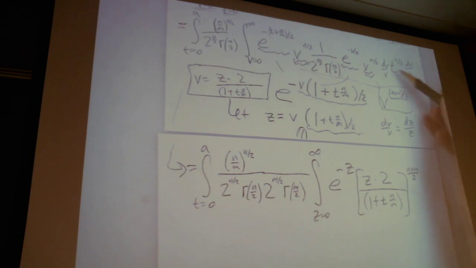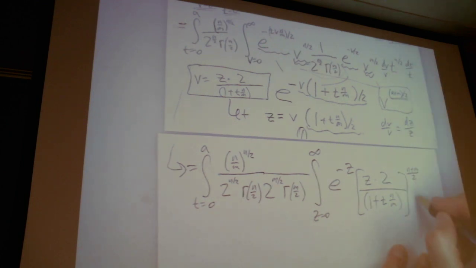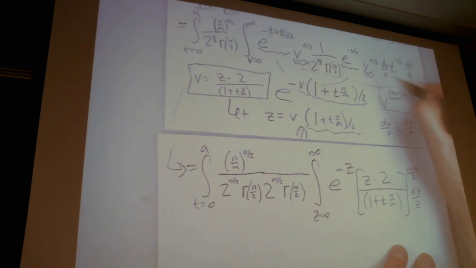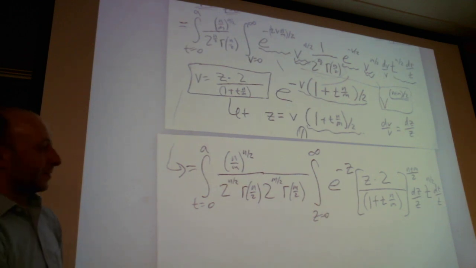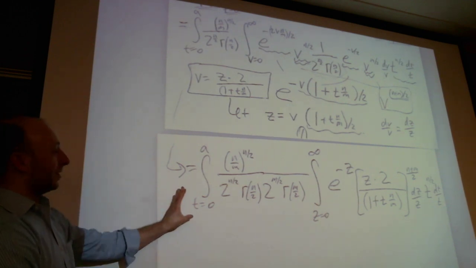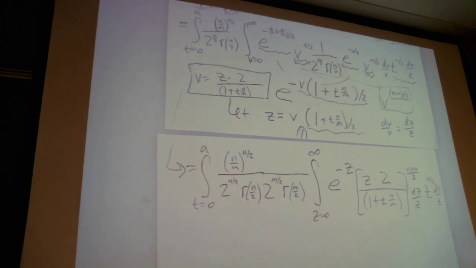Okay. dv over v is dz over z. That's my inside integral. Then I still have, don't forget this power of t, t to the n over 2, dt over t. Let me give you a second to catch up to here. Any questions on how I got that?